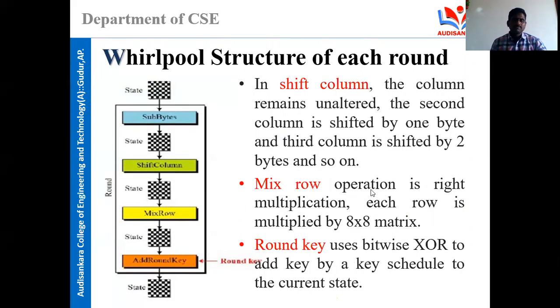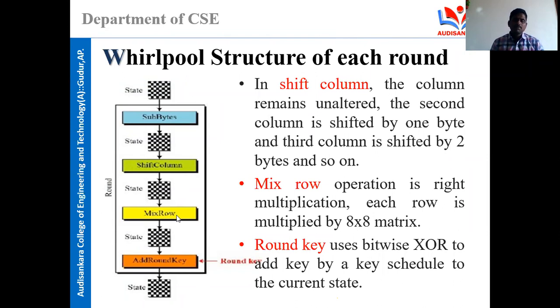Next one, ShiftRows. In the shift, the first column remains unaltered. The second column is shifted by 1 byte. The third column is shifted by 2 bytes. The fourth column is shifted by 3 bytes. Like this, it will go on. So that is what we perform in the shift.